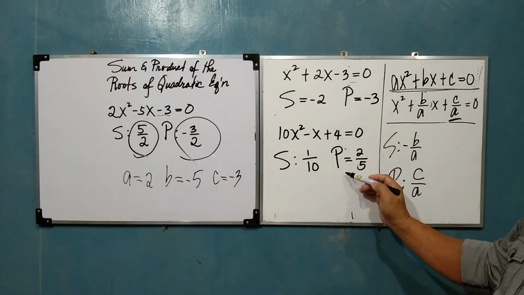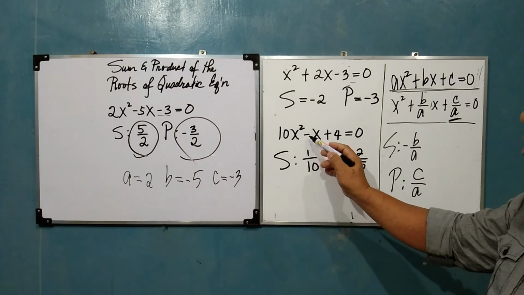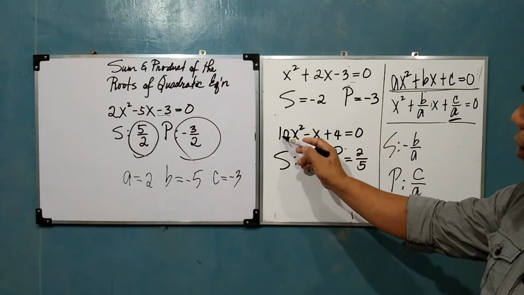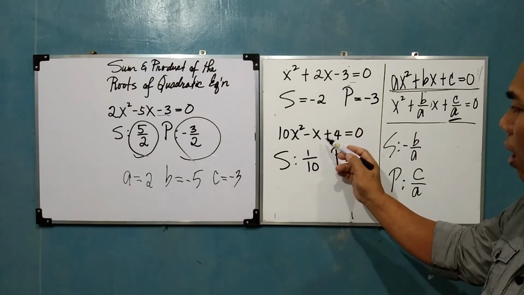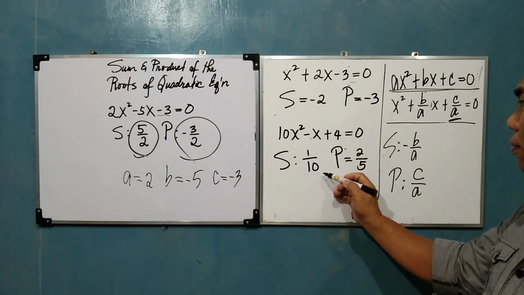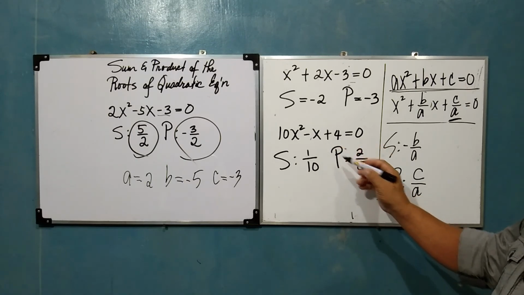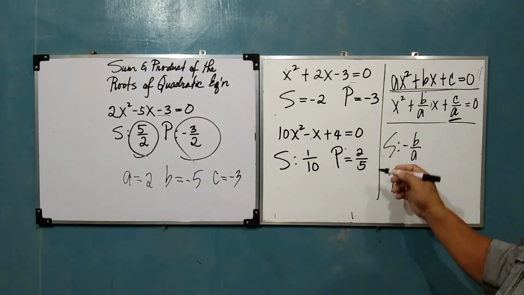Look at this. Our A is 10. Our B value is negative 1. Our C value is 4. So bringing this A value over here, you got negative 1 over 10. But you have to change the algebraic sign, so it becomes 1 over 10. For the product, you have 4 over 10, or in lowest terms, that is 2/5.